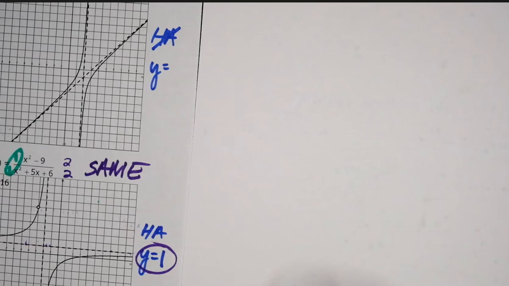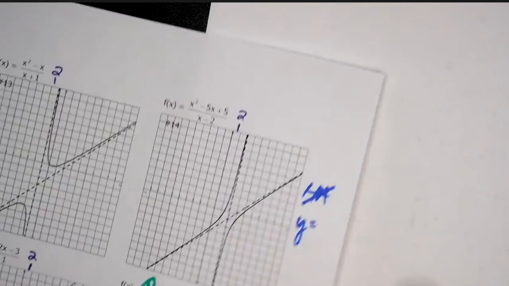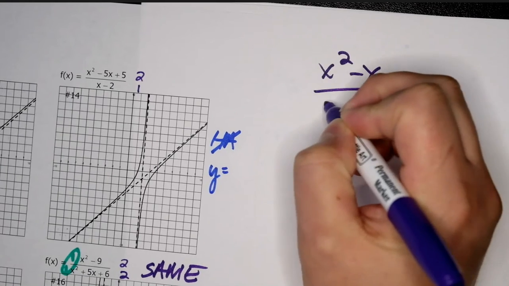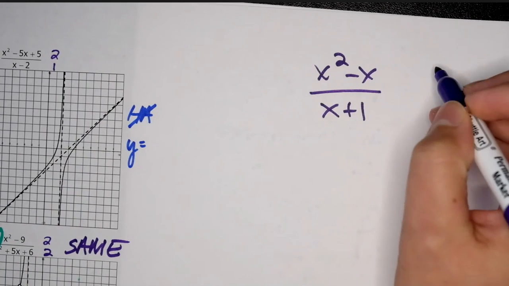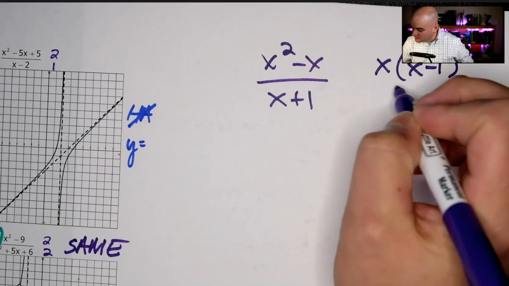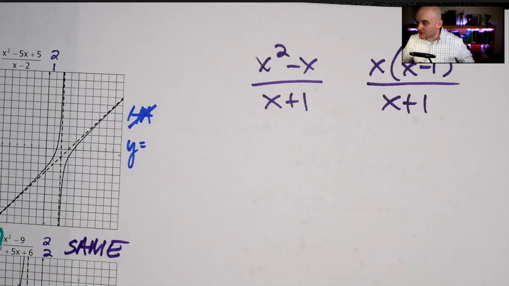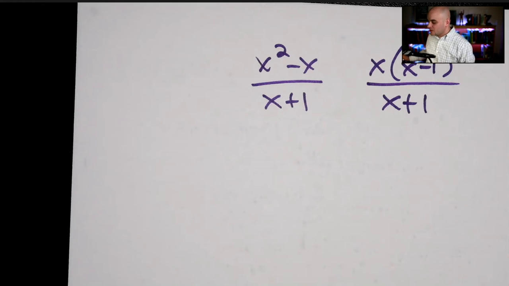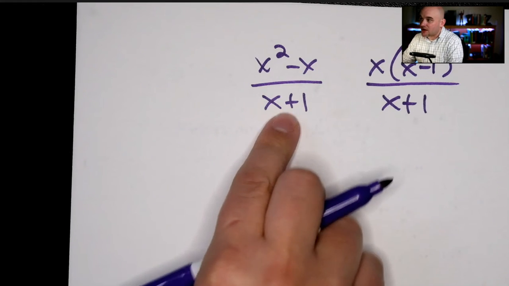I'm going to take number 13, write out the function, and then I want you to first factor the top and see if something cancels out. If it doesn't, then we're also going to go through and divide it out. So let's look at that. I've got number 13 right here. I'm going to write out that function, x squared minus x over x plus 1. I'm going to factor the top. When I factor the top, I get x times x minus 1 over x plus 1. Nothing here cancels out. So instead, what I'm going to do is divide this out.